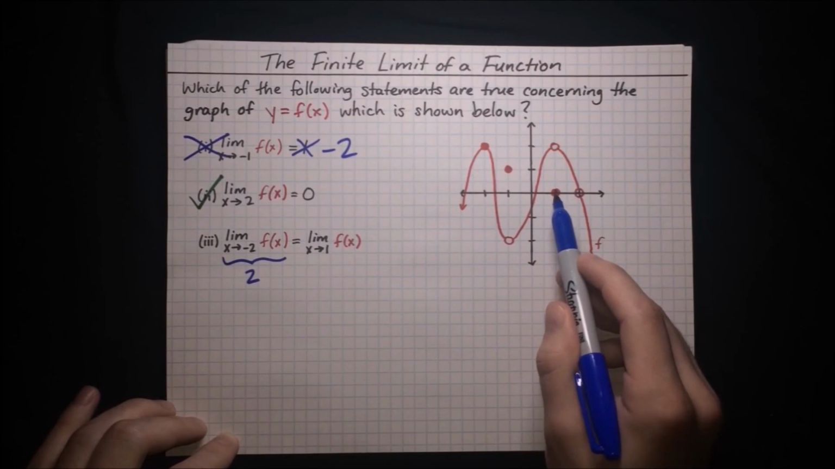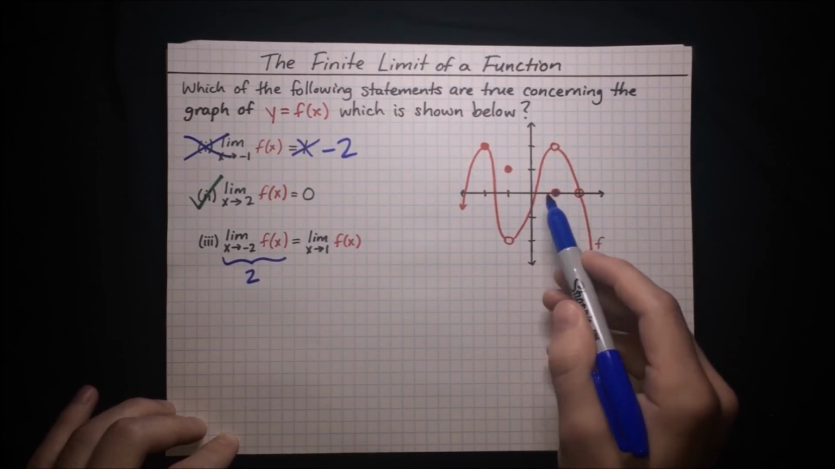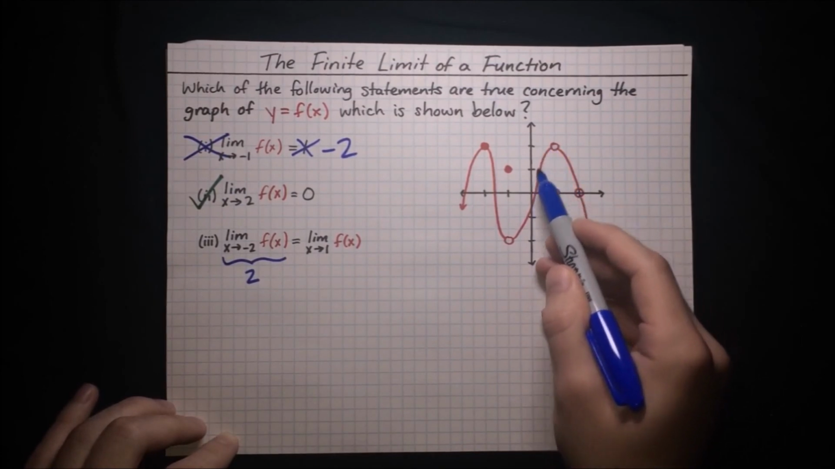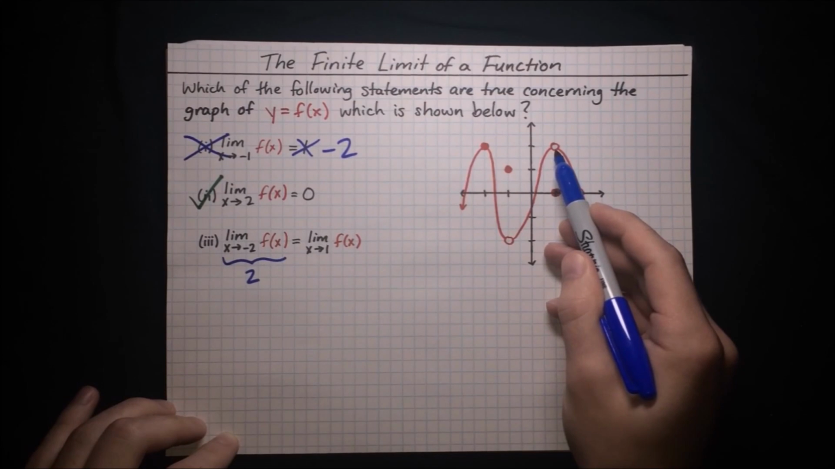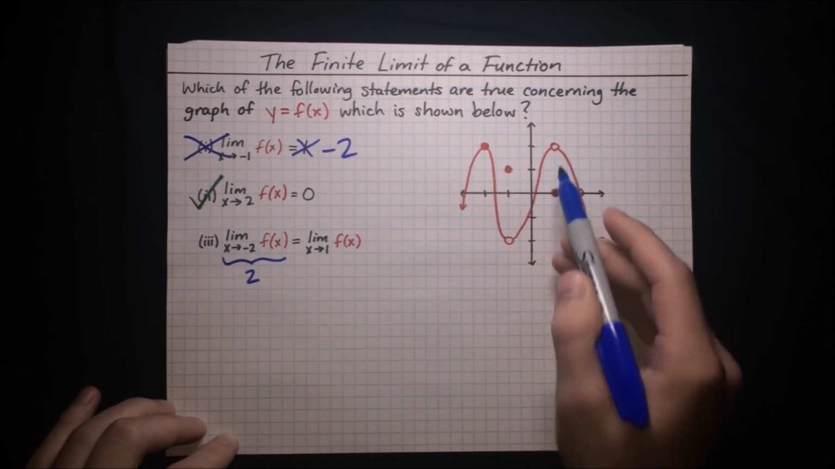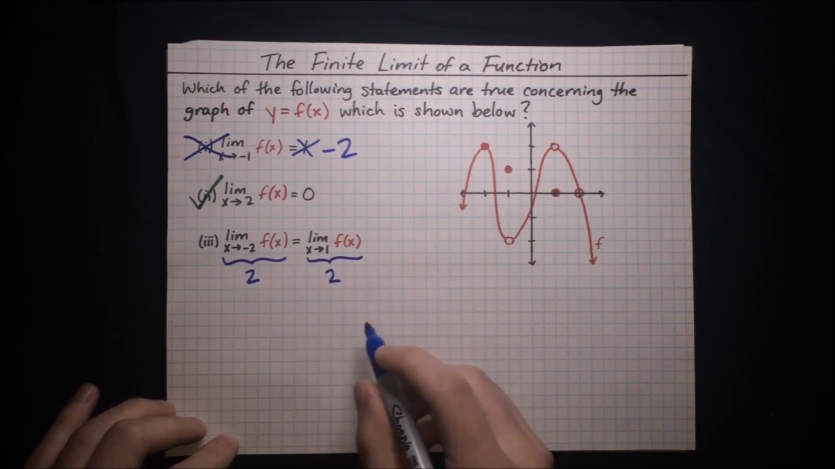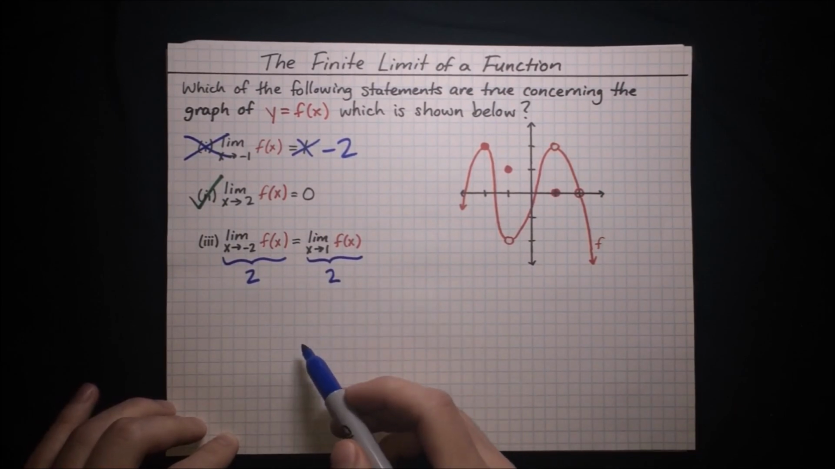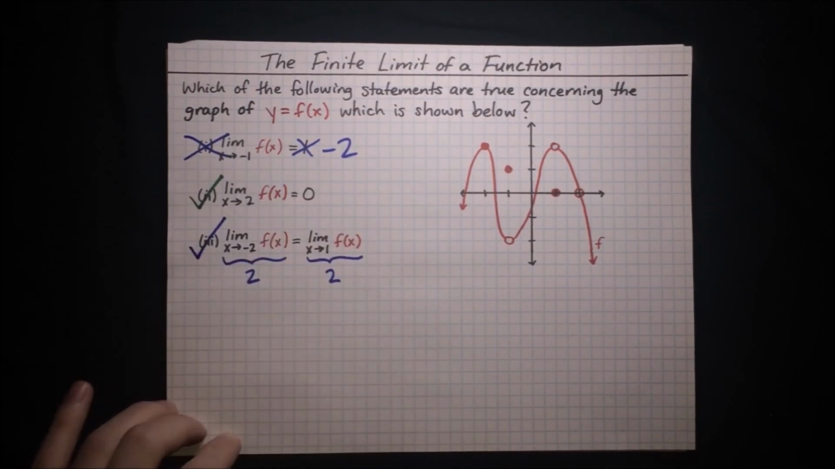And this function value of 0 is a jump from where the function actually looks like it's going. The function actually looks like it's going up here to the top of this peak here, that open circle. And that has a y value of 2. So this limit, as x approaches 1 of f of x, is also 2. Okay, so the limits have the same value. They're both 2. 2 equals 2. So yeah, this is true.